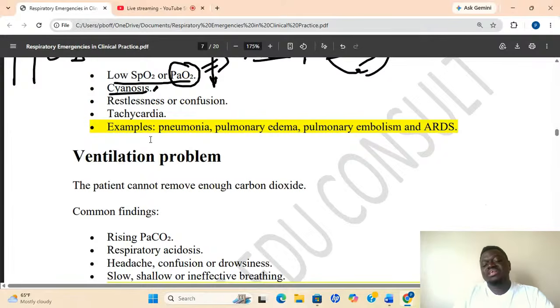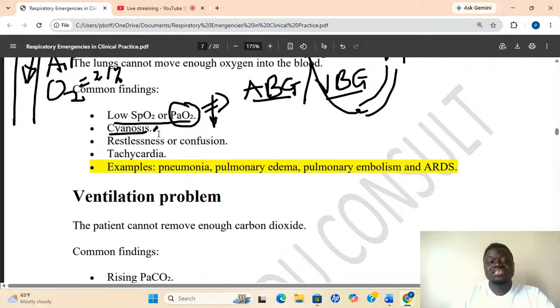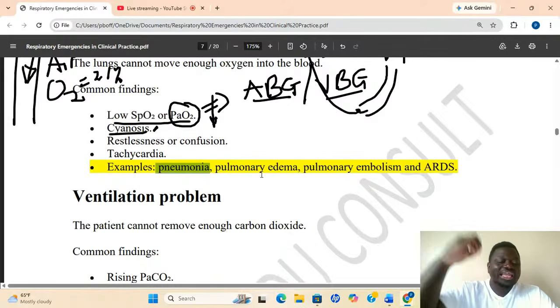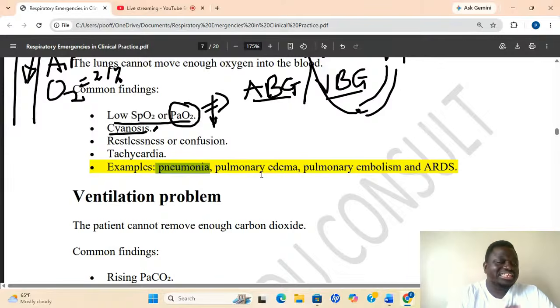Look at some of the conditions that can easily launch a patient into type 1 respiratory failure: pneumonia, pulmonary edema, pulmonary embolism, and acute respiratory distress syndrome. So these are examples of conditions that can. So if NCLEX wants to test you from this angle and they want to end at respiratory failure, then start thinking about type 1, all the medical conditions that will affect oxygen delivery to the system.